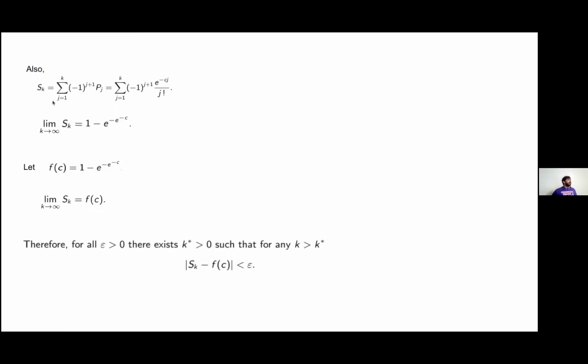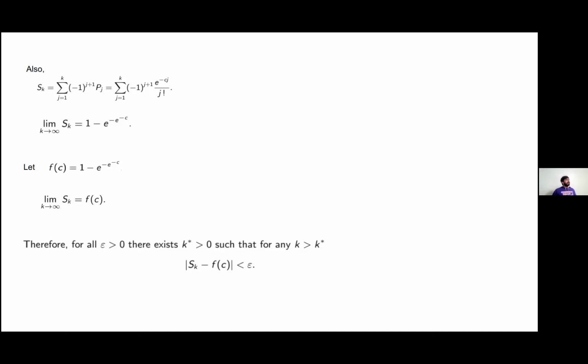So we have defined this term S_k from the principle of inclusion and exclusion here. Substituting the value of P_n,k here in terms of j, we get this term. This term is nothing but the expansion of 1 minus e to the power minus e to the power minus c. So this can be simply written as the limit as k tends to infinity. This term is nothing but this here. So for the sake of simplicity, let's say that f of c is the term here. So as the limit k tends to infinity, S_k is equal to f of c.